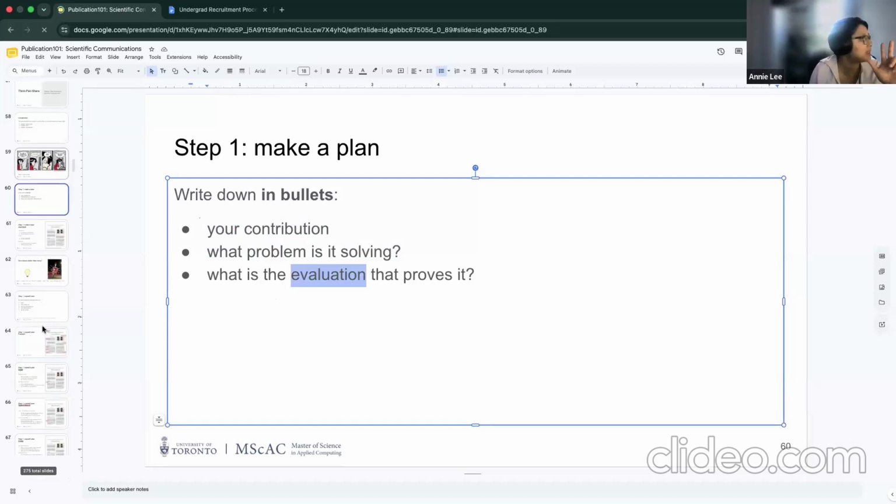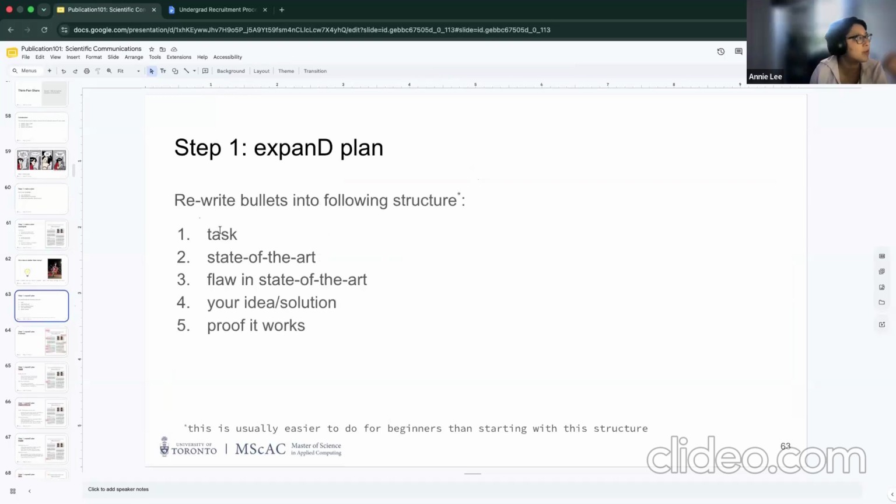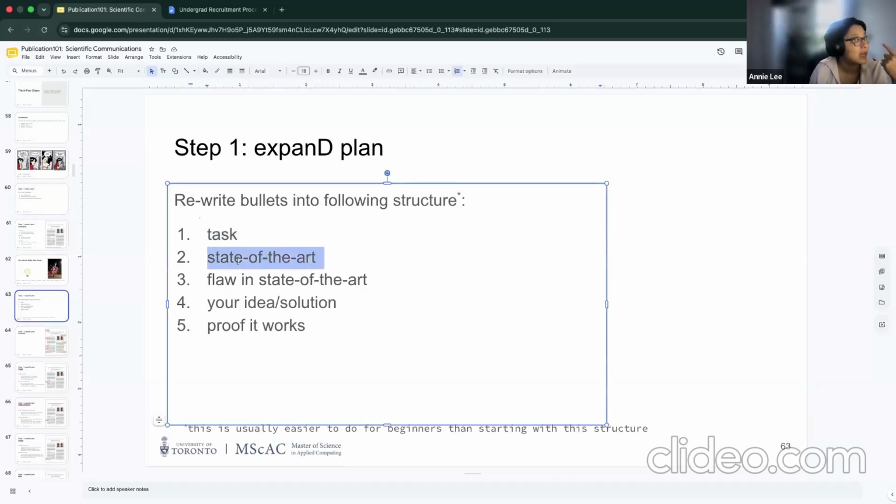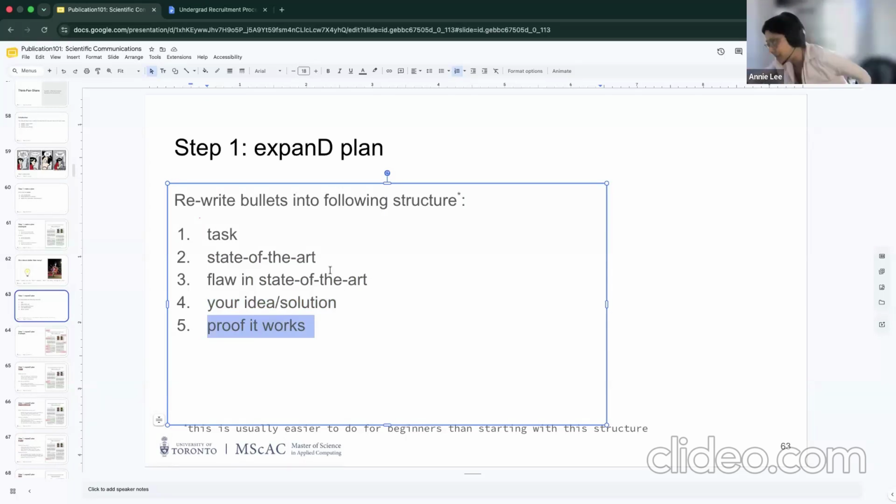So those 3 points are then expanded into 5 major points, which is what the task requires. And then these 2 additional ones are the state of the art and the flaws in the state of the art. So this is your literature review. And then your idea or your work, this is like your method, and then proof that it works. So this is the actual experimental part, which is very, very important.